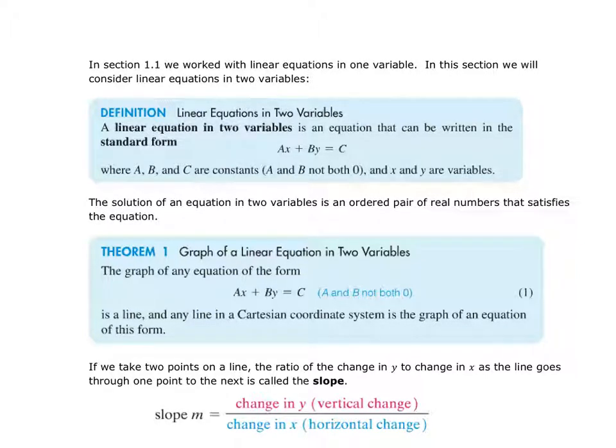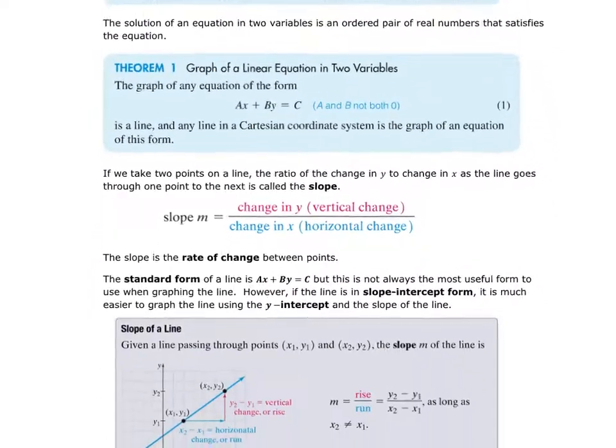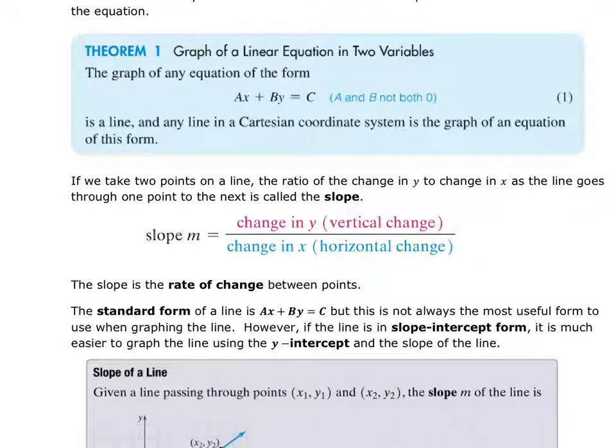We talked about slope on the previous slide, and I used delta. The slope, m, of a line is the change in y over the change in x. I use delta y over delta x, but delta just means change. When it's in ax plus by equals c, this is called standard form. It is not the easiest way to quickly graph a line, but it is in standard form.